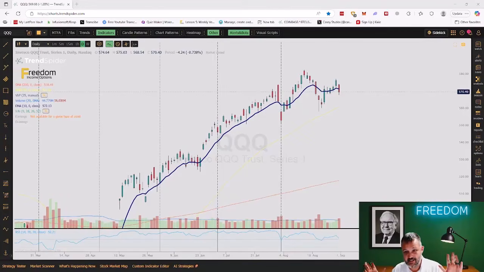Hello, today I'm going to teach you my favorite chart pattern. This is called a 1, 2, 3 reversal. It's actually setting up right now on the QQQ, and I want to show you exactly what this pattern is, how you can trade it, and how you can take advantage of it and spot it so you're never caught by surprise.